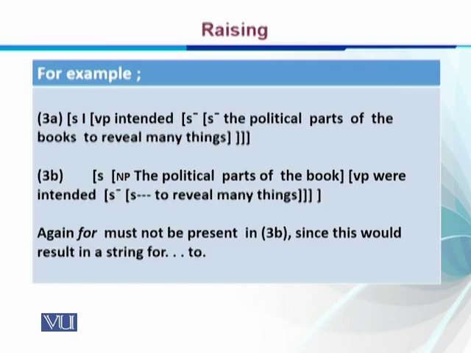and then within the bracket we have S, and we have 3 dots that show that it is the place of the subject of this sentence, the political parts of the book, which is now working as the subject of this passive sentence. Again, 4 must not be present in 3B since it would result in a string like 2. So we cannot put 4 here before to reveal many things.